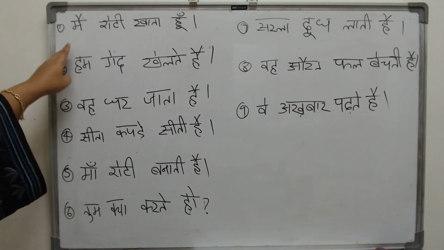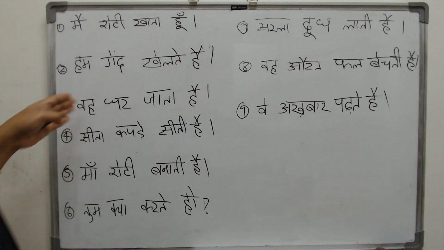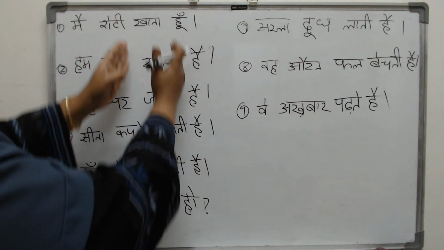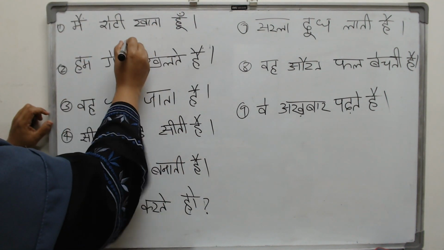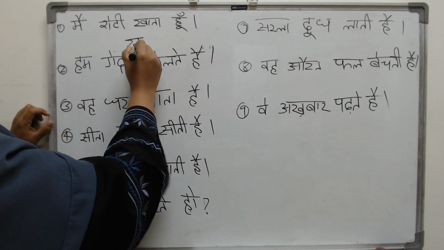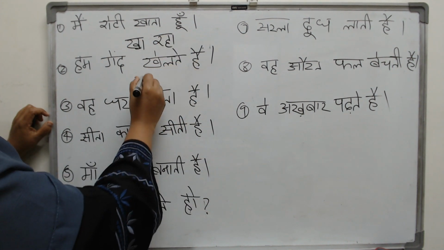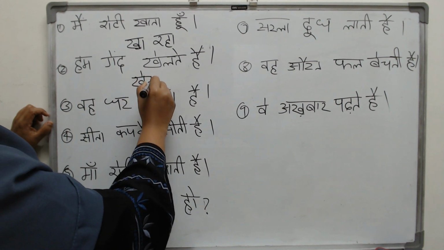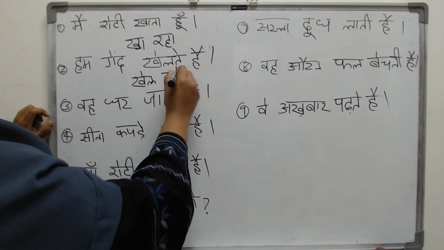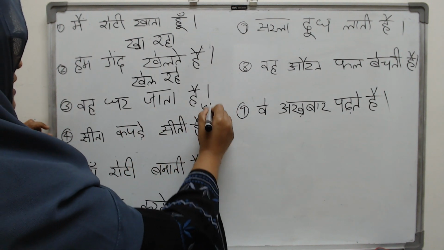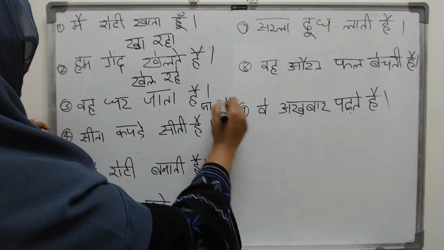Now let us change the tense. All of them are in the samanya vartaman kal. Let us change it to the apurna vartaman kal. Nothing except the verb form changes. Khata will become what? Kha raha. And khelte will become khel rahe. Except for that, everything else will be same. Jata will become what? Ja raha.